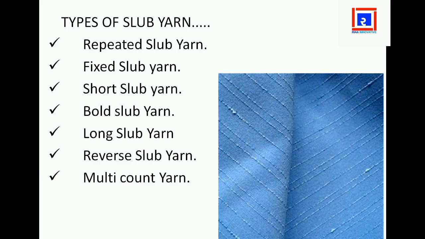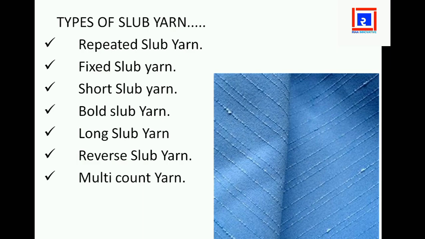Multi-count yarn. It is more than 2 counts are spun in a same yarn to give the variation in the count warp-wise and weft-wise. The length of this type of slubs are above 1000 mm length.